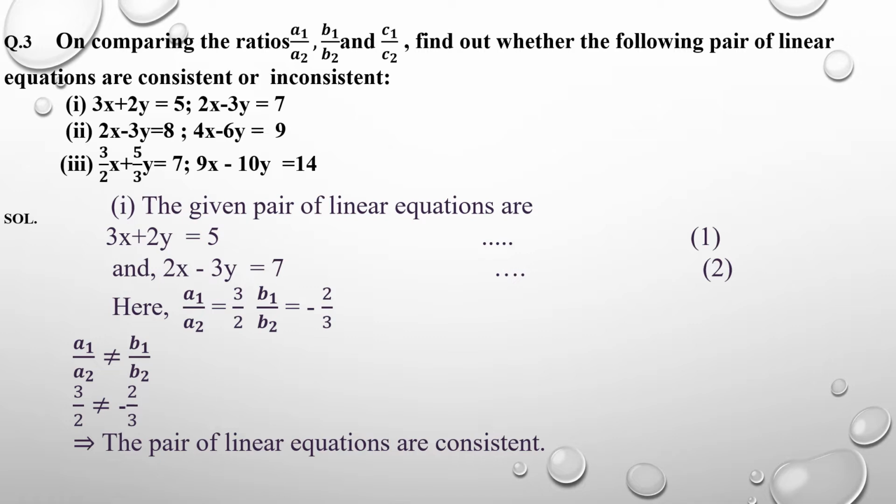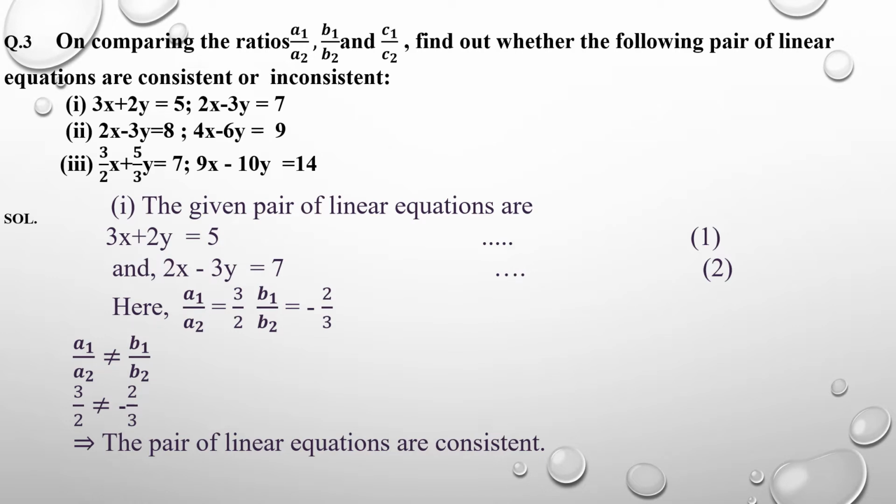The given pair of linear equations are 3x plus 2y equals 5 and 2x minus 3y equals 7. We consider 3x plus 2y equals 5 as equation number first and 2x minus 3y equals 7 as equation number second. First of all, we need to find the ratios of coefficients of these two equations. So here a1 by a2 is equal to 3 by 2 and b1 by b2 is equal to minus 2 by 3. Now after finding the ratios of coefficients between the two equations, we compare these two ratios.